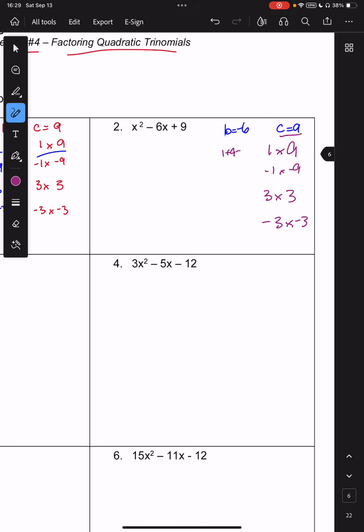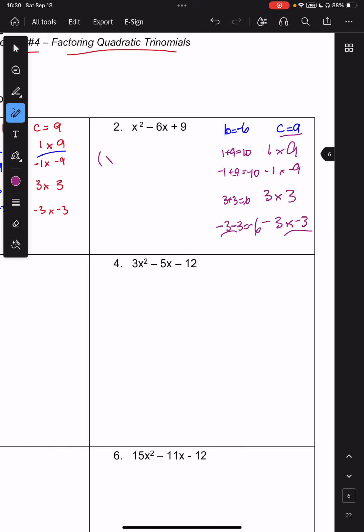1 plus 9 is 10. Negative 1 plus negative 9 is negative 10. 3 plus 3 is 6. Negative 3 minus 3 is negative 6. So we can see that our negative 3's are the ones that are going to work.